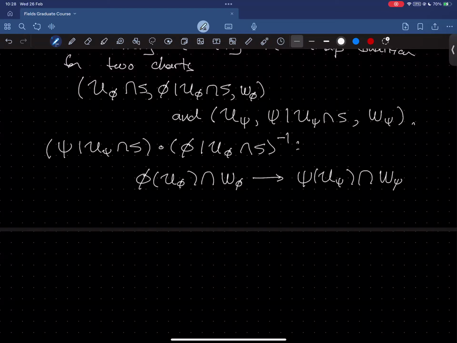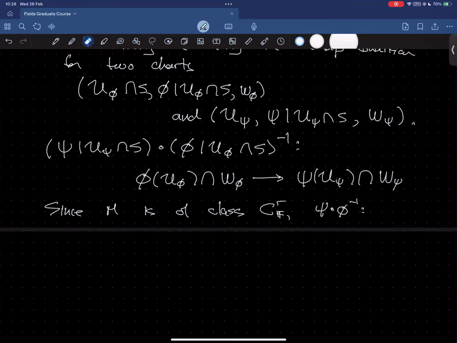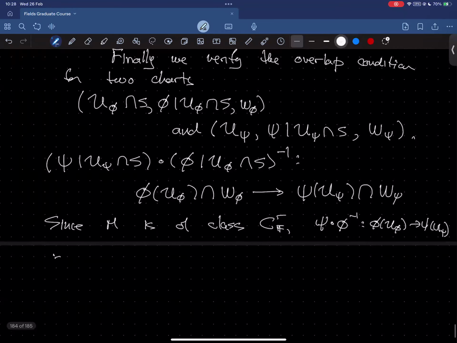Now since M is of class C^r, psi composed with the inverse, this one is the clean one. This goes from phi of U phi to psi of U psi. So this thing is C^r.